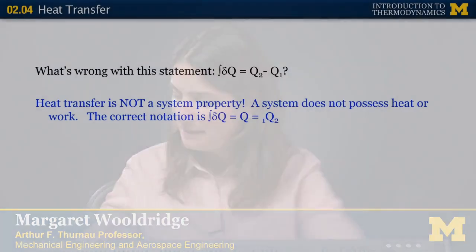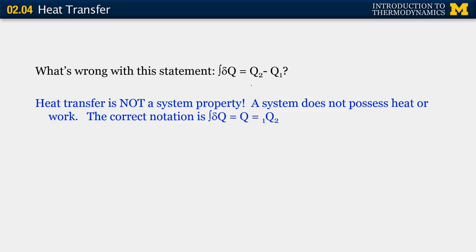Okay, so hopefully you looked at that expression and saw that the problem with it is in the notation used to represent the heat transfer. Heat transfer is not a system property. So we can't say what's the heat transfer at state 2 and what's the heat transfer at state 1. Instead, we need to say what's the net heat transfer as the system underwent the process from state 1 to state 2. So that's why we use this type of notation, the Q1 to 2.